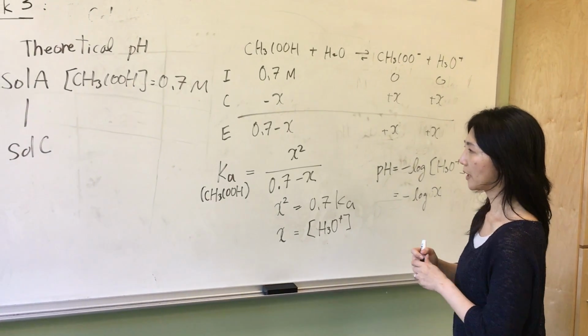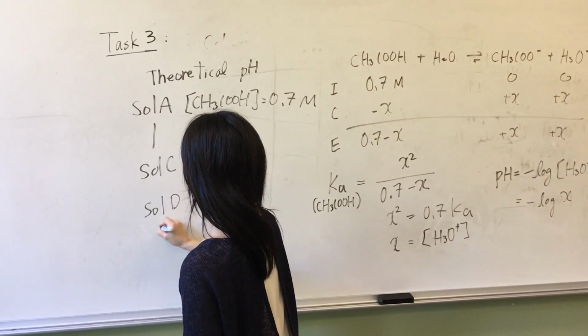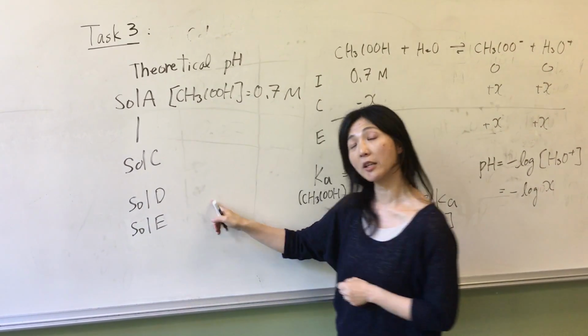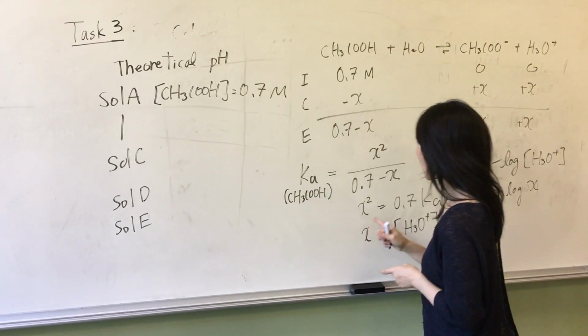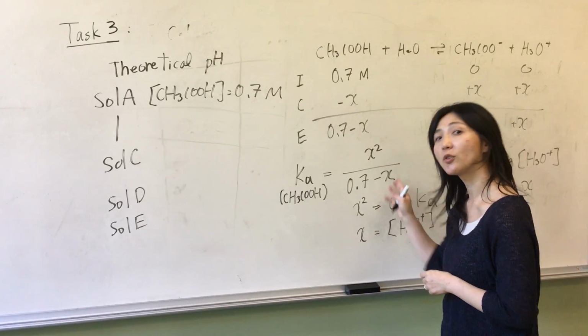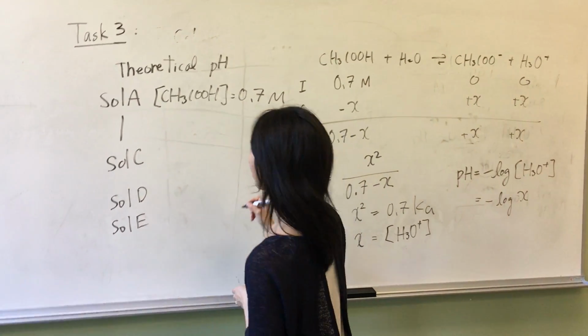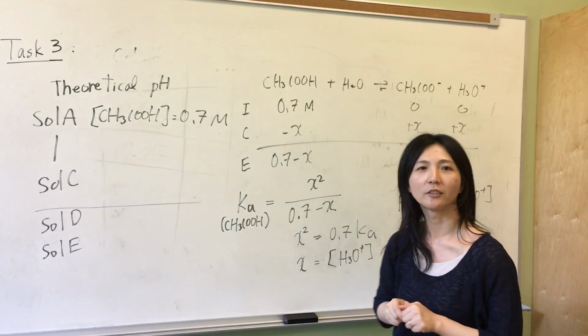Okay, but for solution D and solution E, since the initial concentration of acetic acid is small, you cannot use this simple version. You have to use the quadratic formula to calculate the x. Okay? If you have any question, ask your instructor for this one.